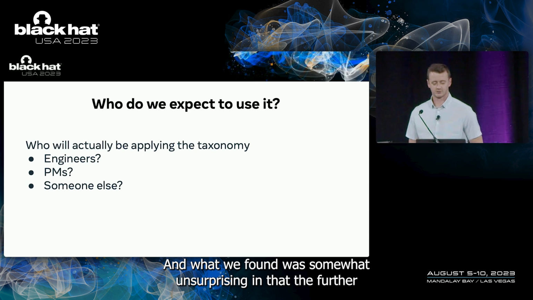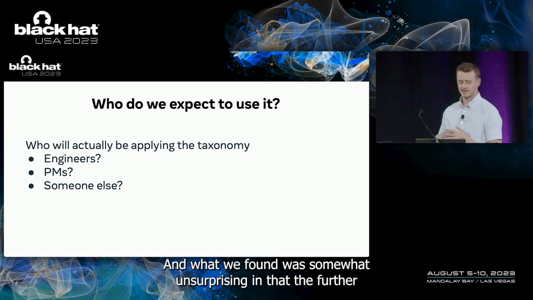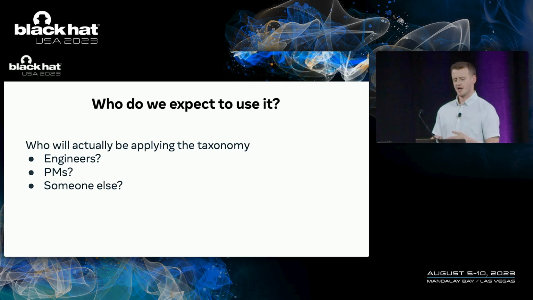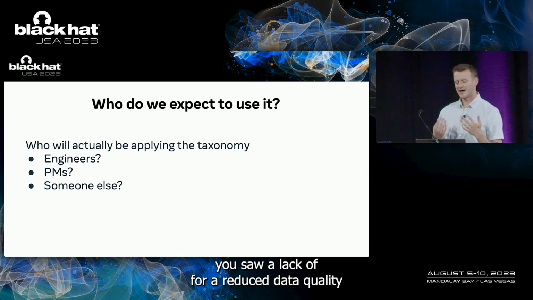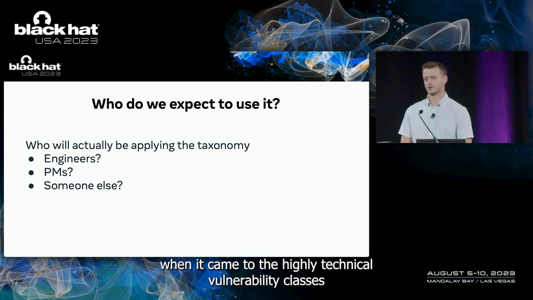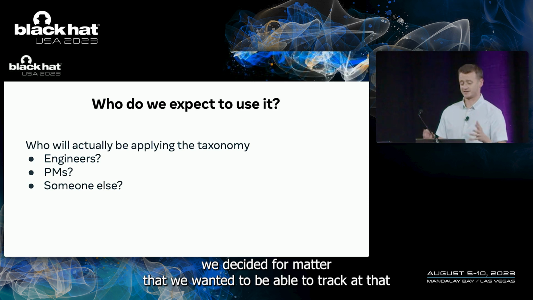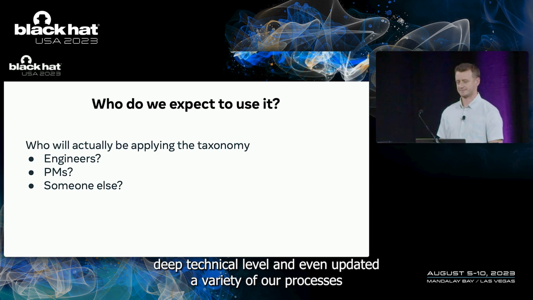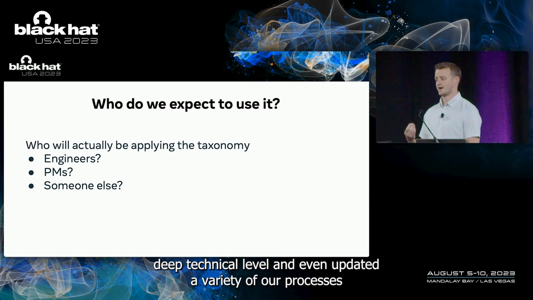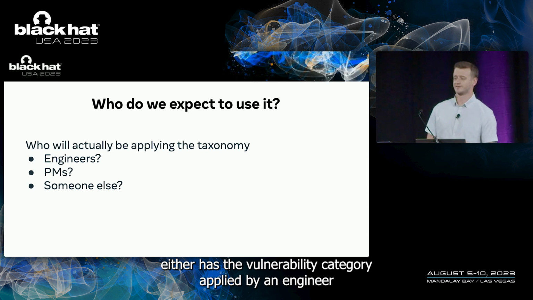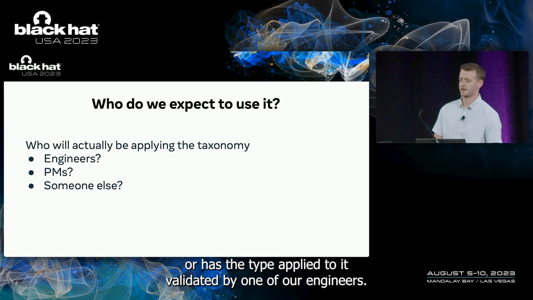And what we found was somewhat unsurprising in that the further you got away from the engineers, the software and security engineers, you saw a lack of, or a reduced data quality when it came to the highly technical vulnerability classes. And as a result, we decided for Meta that we wanted to be able to track at that deep technical level and even updated a variety of our processes to ensure that every vulnerability that is tracked at the company either has the vulnerability category applied by an engineer or has the MWE type applied to it validated by one of our engineers.